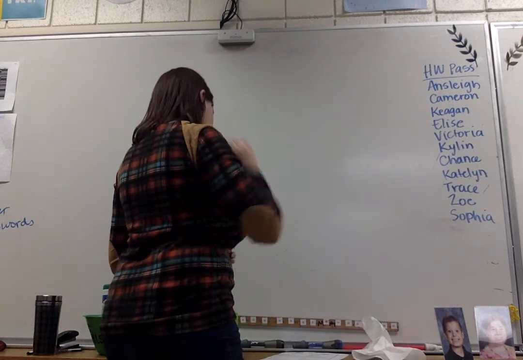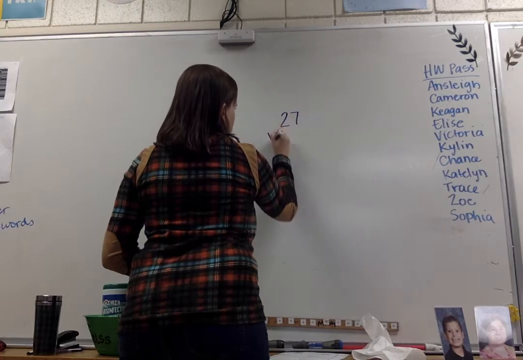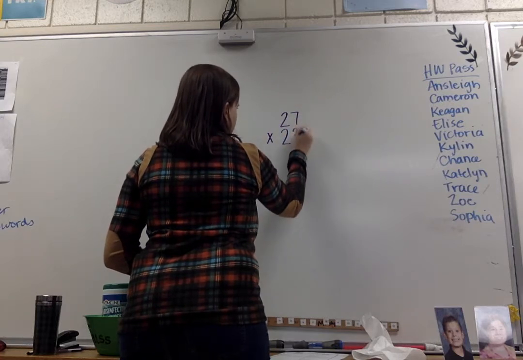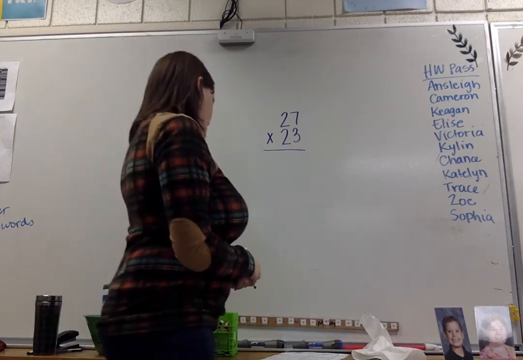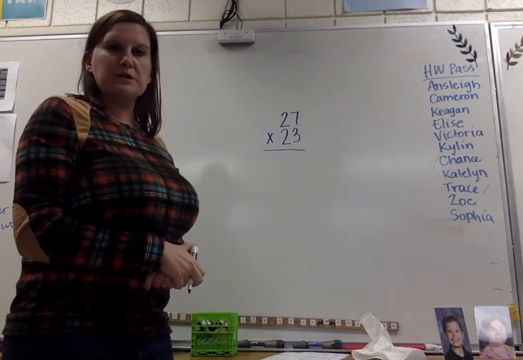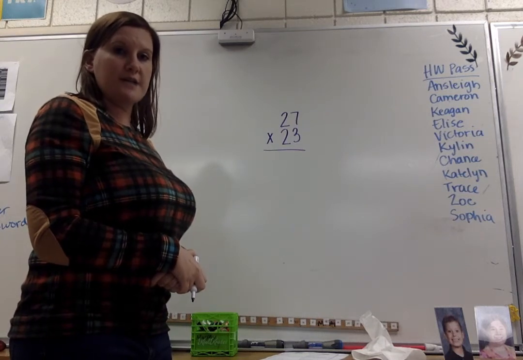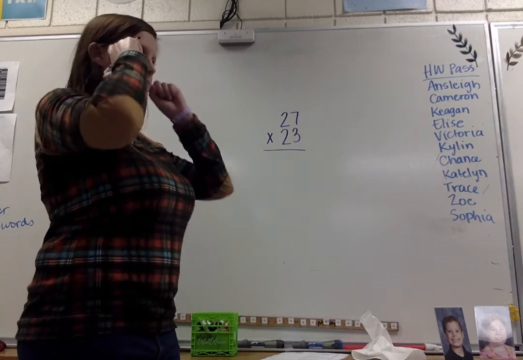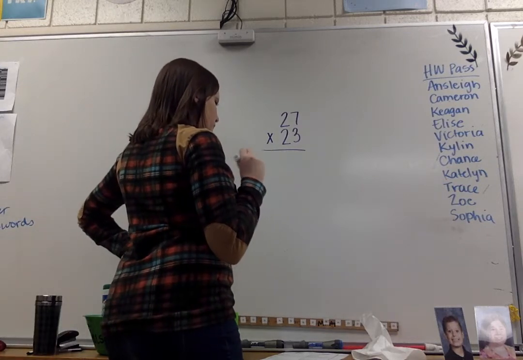Okay, next question asks us to find the product. We have 27 times 23. And I changed the question on yours. It originally said 827, so if it says 827 this time, just change it to 27 times 23. And make it a little bit more reasonable for 4th grade.